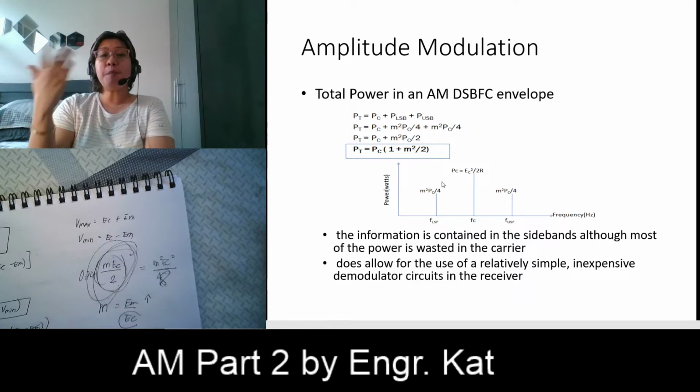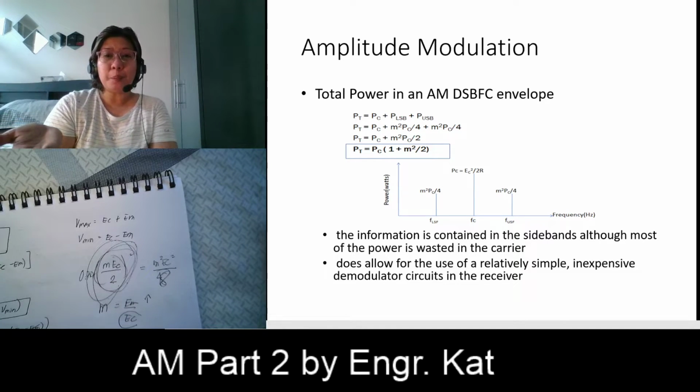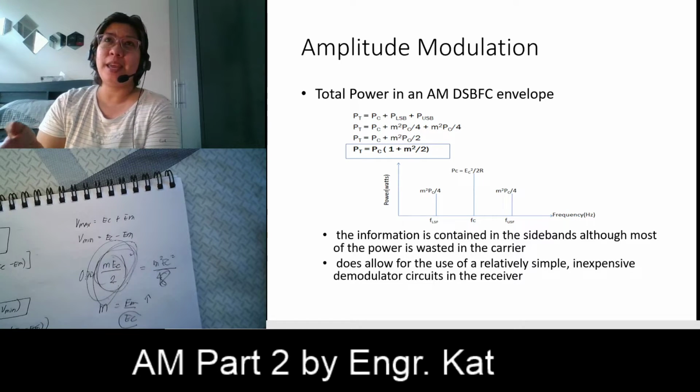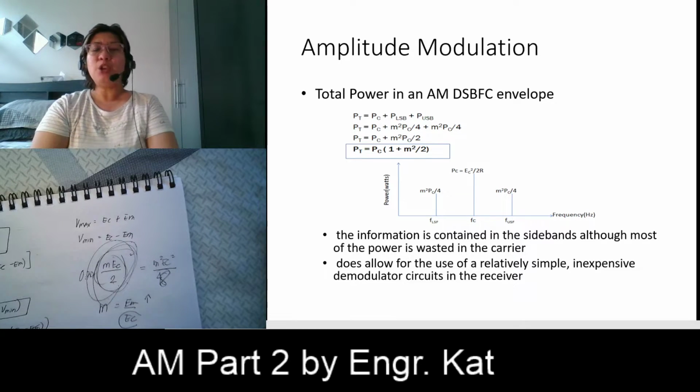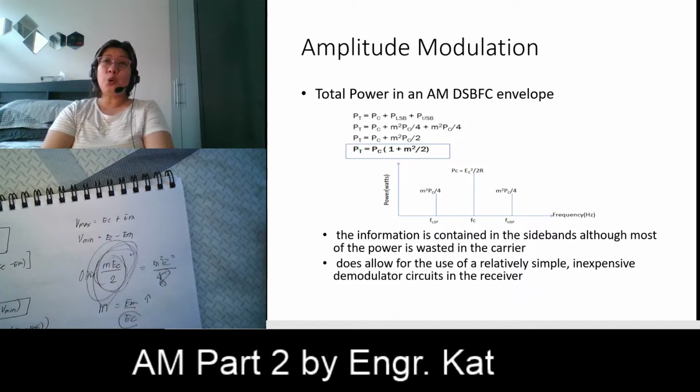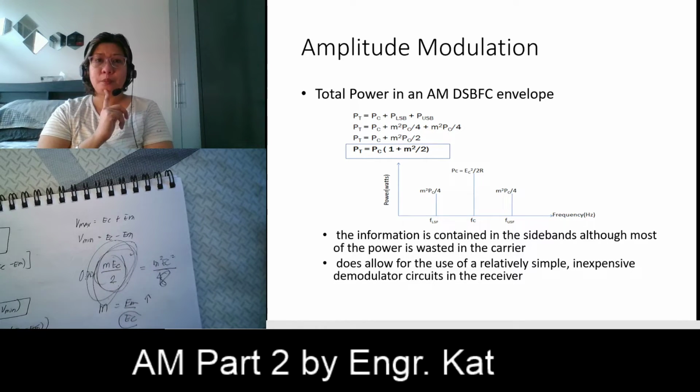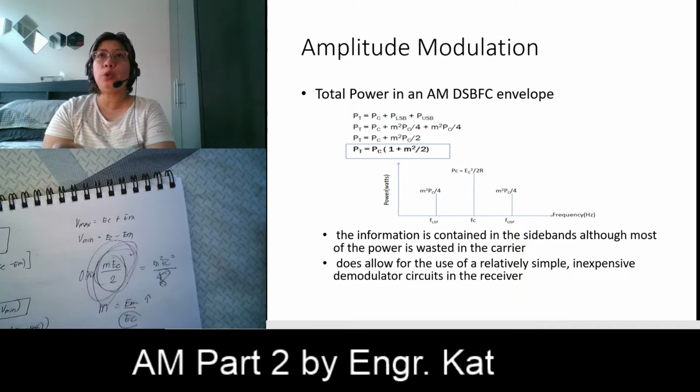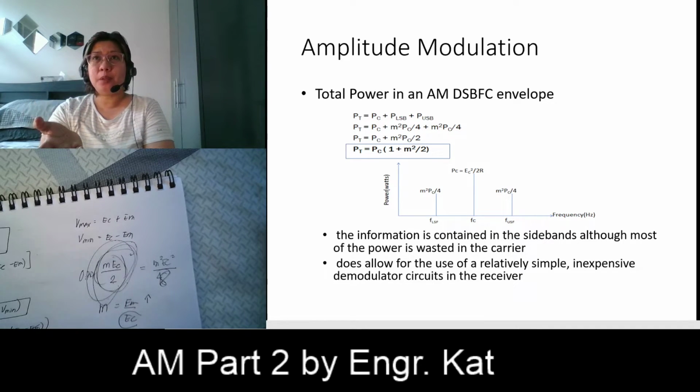Okay? So, the information is contained in the sidebands, but most of the power is in the carrier, and the carrier has no information. So it means that the important part, where you have your information, has very, very small power. Therefore, most of the power is wasted in the carrier, and that is the one big disadvantage of a conventional AM. Later on we will be discussing other types of AM, so we will see how we are going to deal with this type of disadvantage.